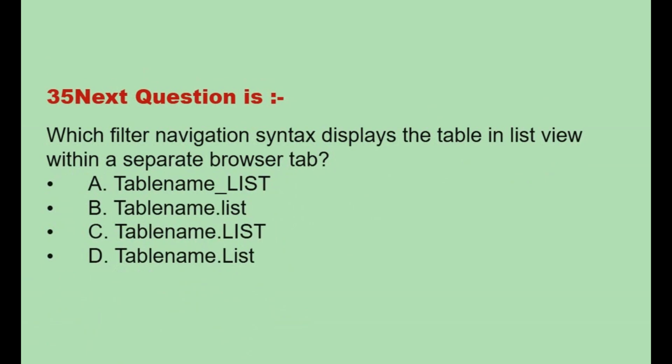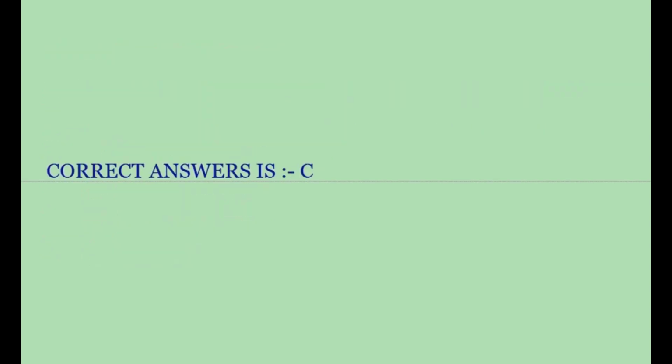Question is, which filter navigation syntax displays the table in list view within a separate browser tab? Option A, table name underscore list. Option B, table name dot list. Option C, table name dot capital list. Option D, table name dot capital list. Correct answer is option C.